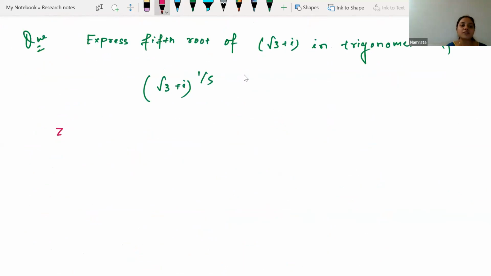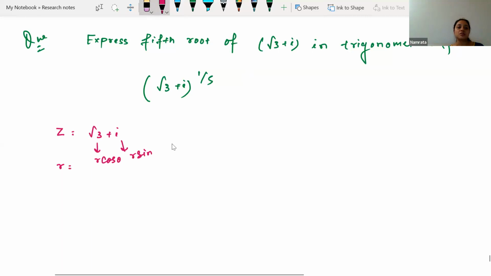Suppose z is equal to root 3 plus i. Here we have to write it in the form r (cos theta plus i sin theta). There are two ways to find r. Previous day we discussed one way: you take this one as r cos theta, this one as r sin theta, then you apply the formula r square cos square theta plus r square sin square theta. And another way of finding the modulus is to just find the distance. Let me show you that way also.